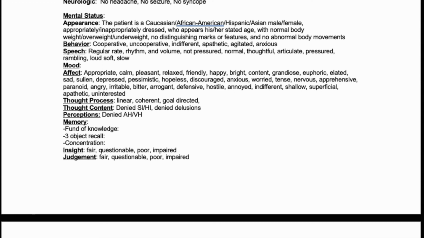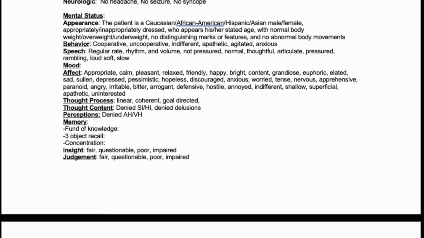So you're going to tell the person to repeat that, so you're going to see that they process the information, right? That they were able to repeat ball, chair, purple. And then you're going to tell them in 5 minutes, I'm going to ask you those three things again. Okay, right? So that would be a way of dealing with the three object recall.